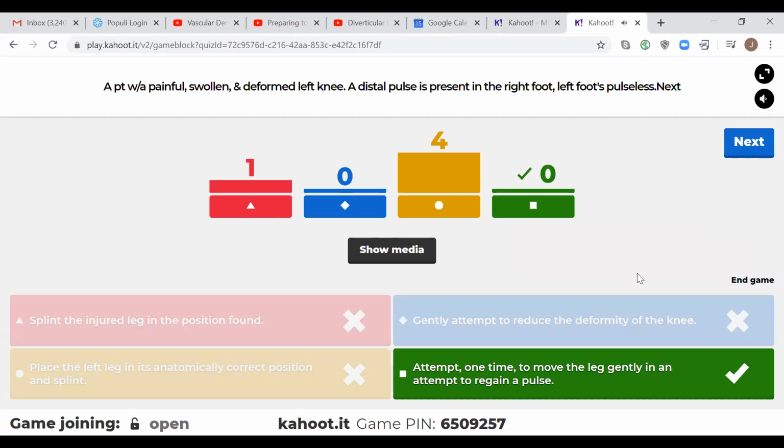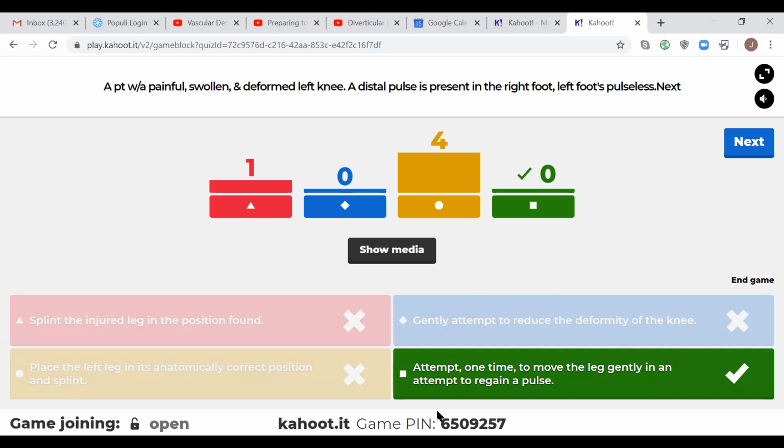Leg gently in an attempt to regain a pulse. Good. Oh wait, you guys chose place the left leg in its anatomical correct position and splint. The correct answer was attempt one time to move the leg gently in an attempt to regain a pulse. These are both correct.